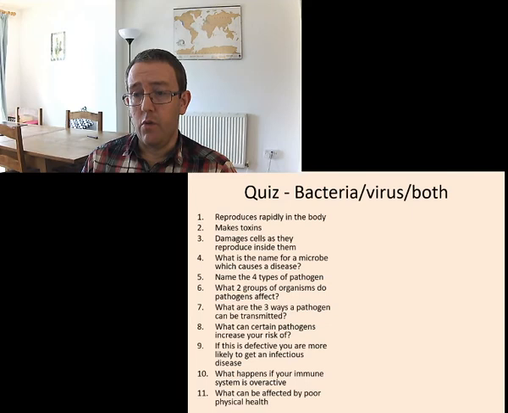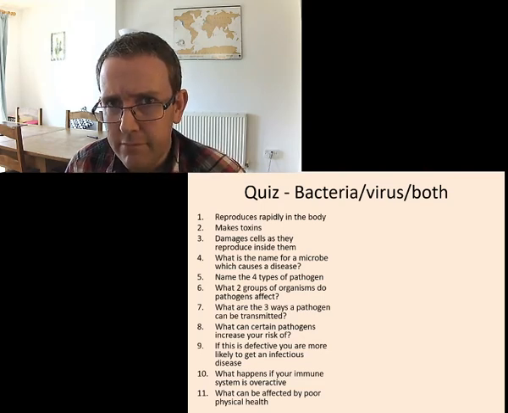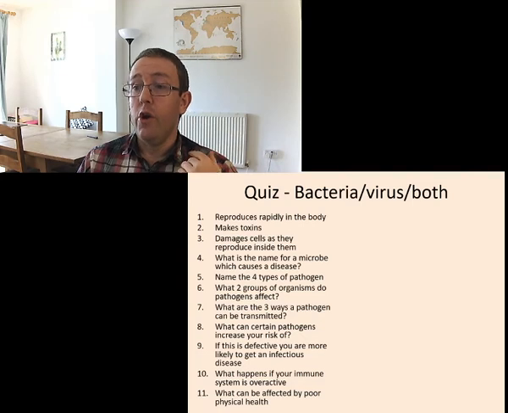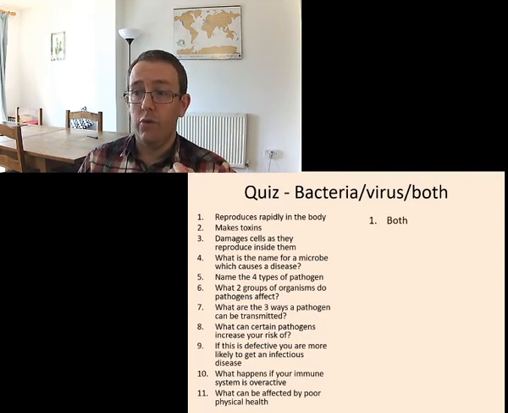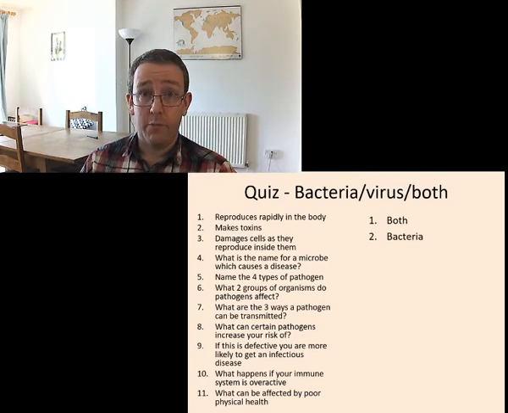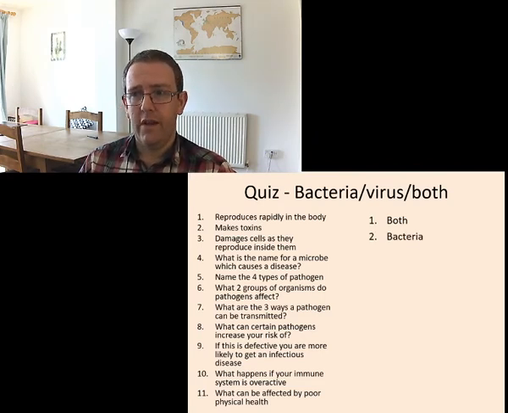Okay? So we'll finish with a little quiz, right, in terms of which of these is bacteria, which is virus, which is both. So pause the video here, have a little read of these 11 statements and try and work out if they are bacteria, virus, or both. Okay, done that? Really? Okay, so reproducing rapidly in the body is, of course, both. Okay, bacteria and viruses both do that. Making toxins, that's bacteria. Damaging cells as they live inside them, that's a viral thing.